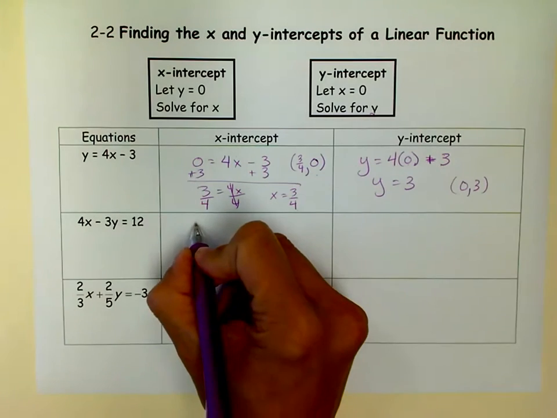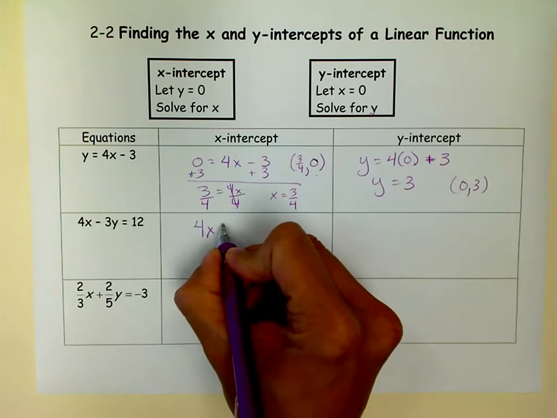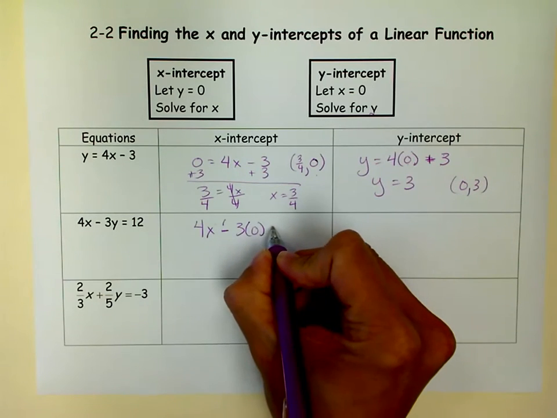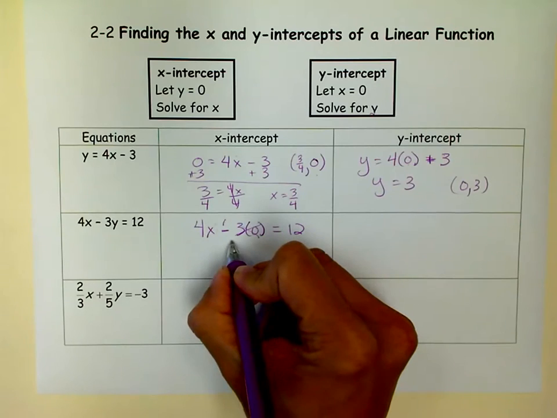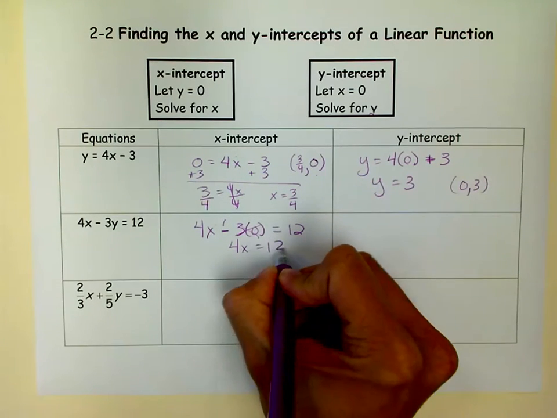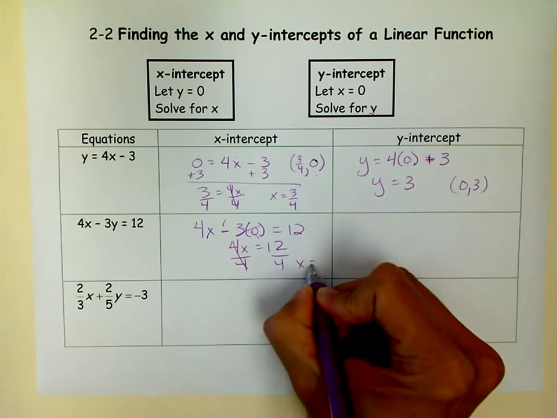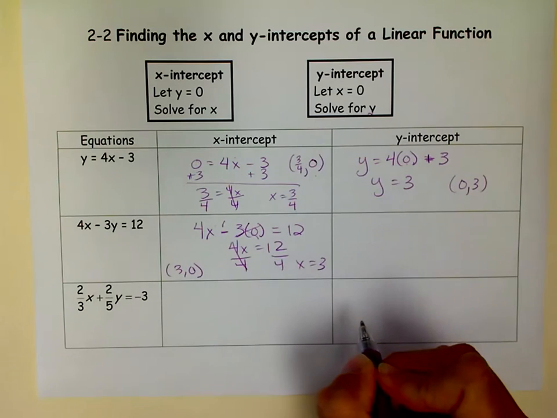Next one, again, we are finding our x-intercept, so that means we need to make y 0. So we have minus 3 times 0 equals 12. This equals 0. 4x minus 0 is 4x. 4x equals 12, so I divide both sides by 4 to get x alone. I get x equals 3. And the coordinates would be 3, 0.